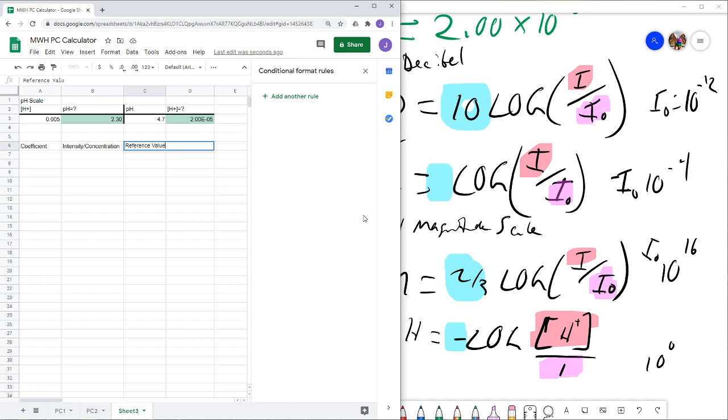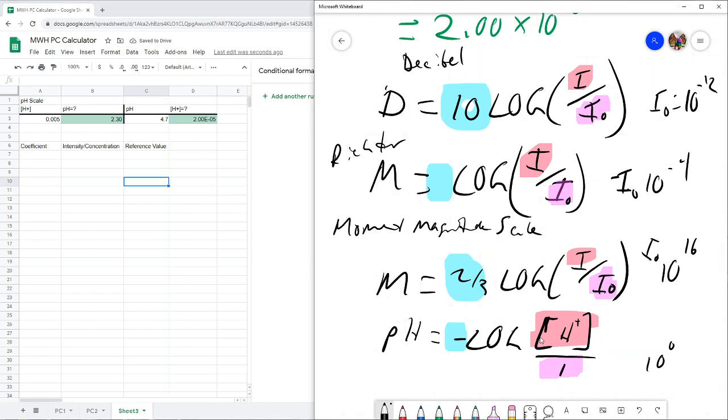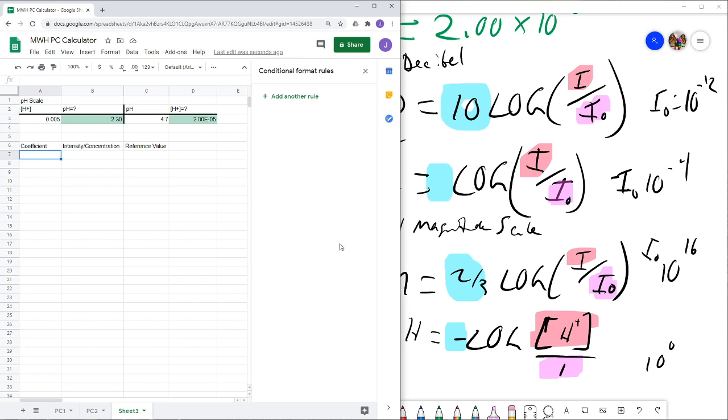And we'll say reference value. Alright. And it looks like we need to move that a little bit. So for the pH scale, we have our intensity, concentration, that would be the molarity, but our reference value is a 1. Okay. So if we want to do the decibel scale, our coefficient is 10.